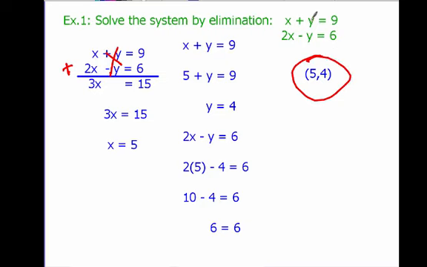So I decide which variable I'm going to get rid of. I add or subtract to get rid of it. Solve for the remaining variable. Plug that back into one of my equations. Solve for the missing one. Plug them both into the other equation to check.